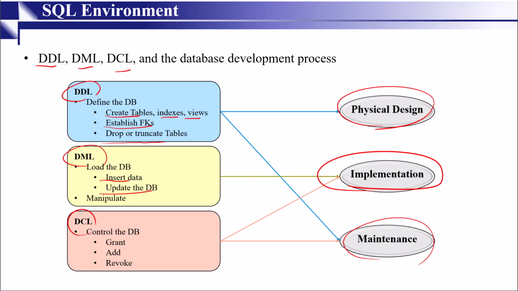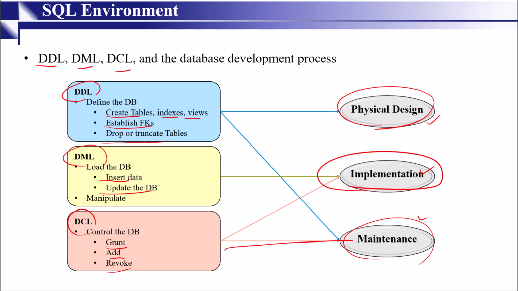Finally, we have DCL, which ensures control during maintenance. We use GRANT to give users access. We can add to include new permissions, or we can REVOKE to remove them. Using these commands, we can keep the database secure. This process, physical design, implementation, and maintenance, relies on these SQL functions to build and manage a robust database.